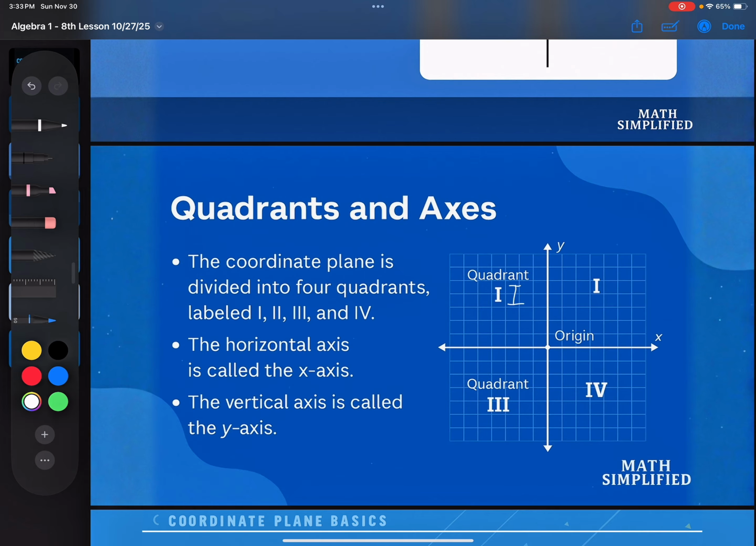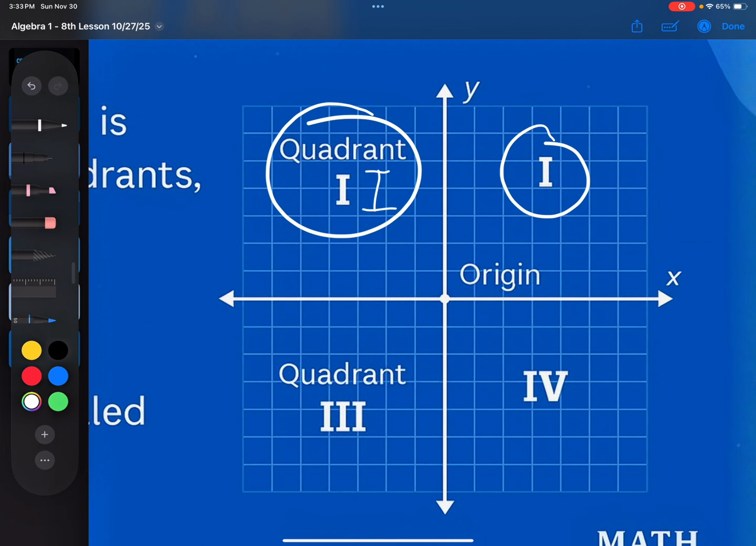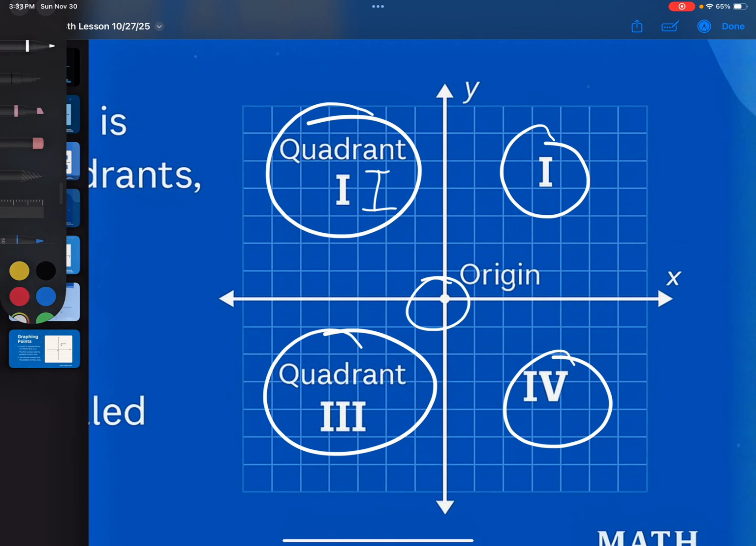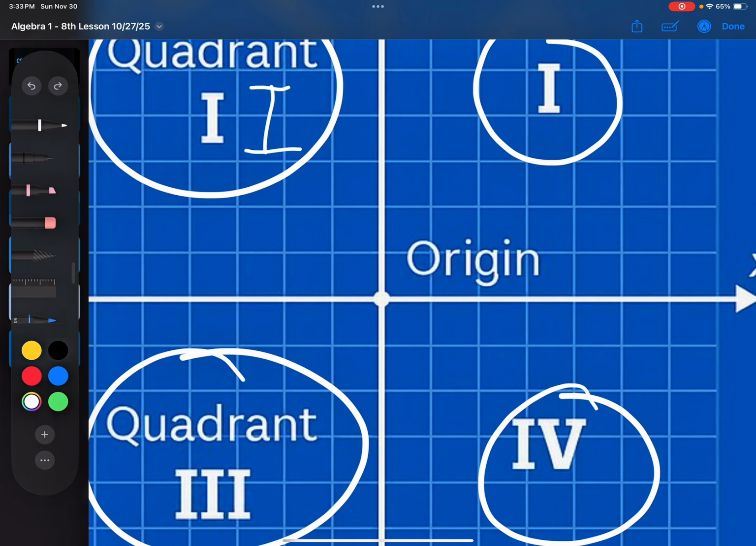Here we have another demonstration. What you also gotta know is quadrants 1, 2, 3, and 4. Here we have the y-axis and here we have the x-axis. Something else you gotta know is the origin, where the coordinate plane begins from. The origin is this dot that divides this into 4 different quadrants, and its location is at 0, 0.